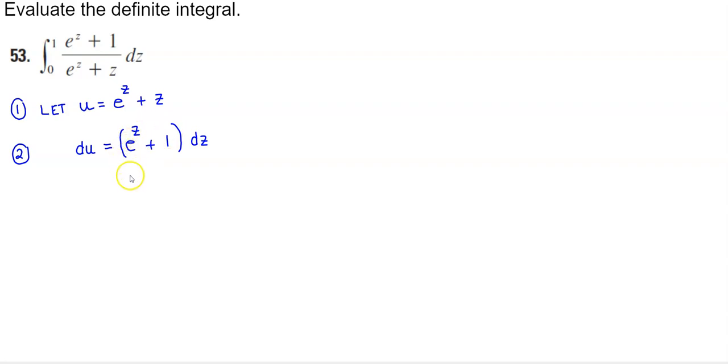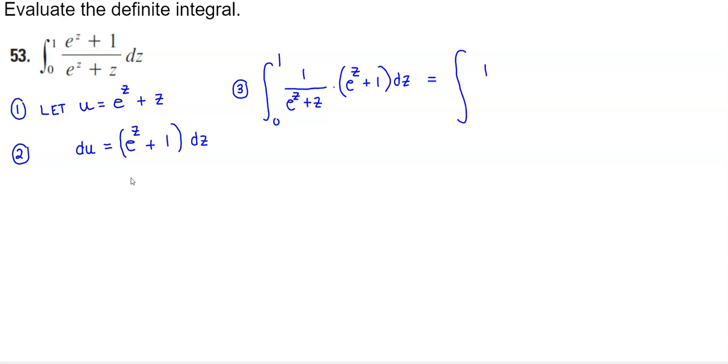So now we know what our substitution is going to be. So now in step number 3, let's go ahead and rewrite this. We're going to go from 0 to 1. We have 1 over e to the z plus z, times e to the z plus 1, times dz. And now we're going to put in our substitution. So we know that this is going to be 1 over u, since that's what we defined as u. So e to the z plus z is u. And then what do we determine that e to the z plus 1 times dz equals? Well, that is du.